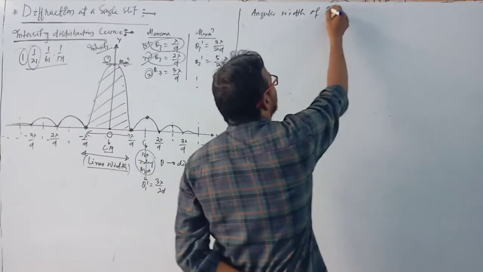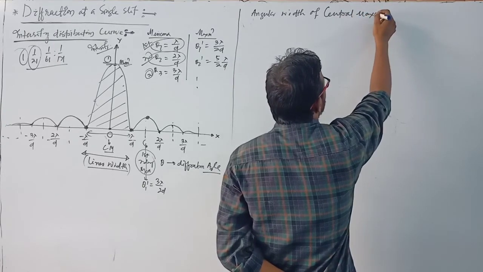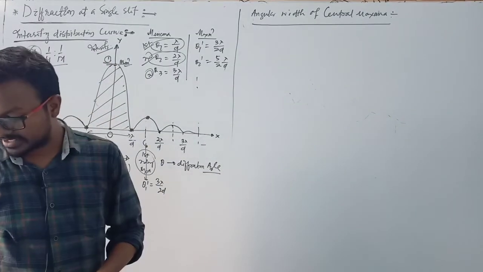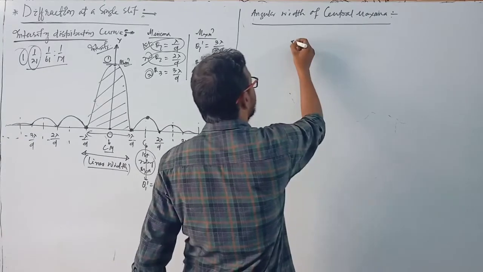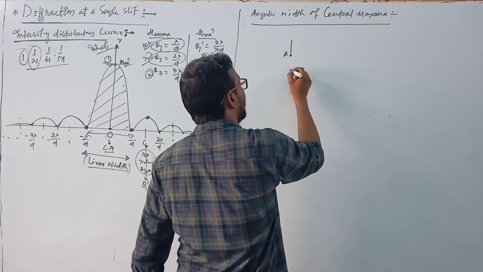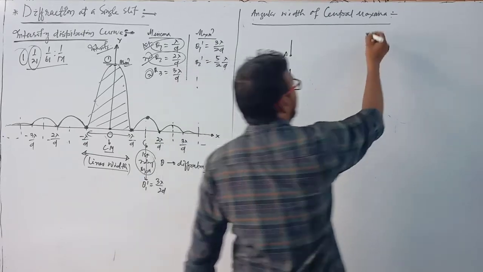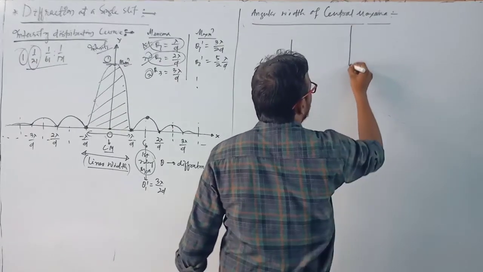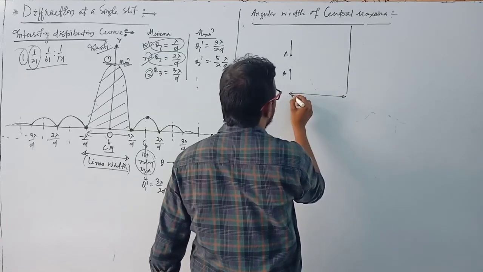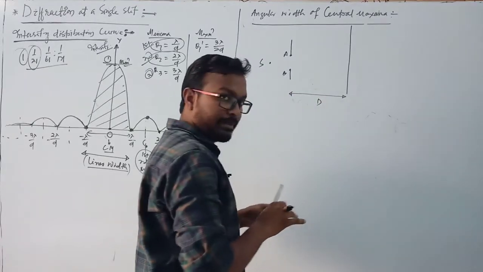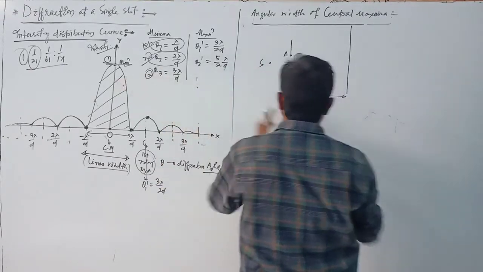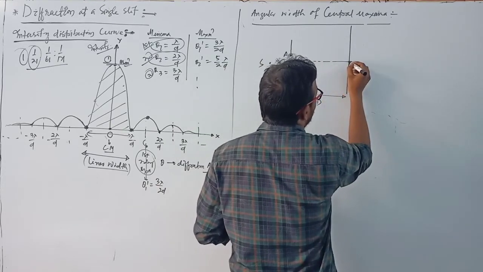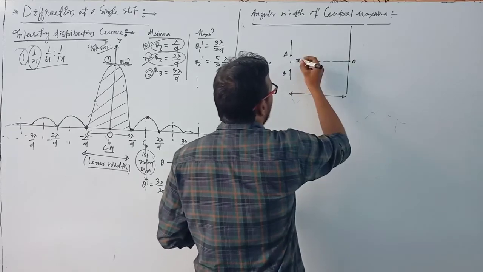Angular width of central maxima, and we have to draw a slit here. Here this slit, this point A, and this point B, here the source, and here the screen like this. Clear? This distance is D, the slit and screen are separated by a distance capital D, and in the previous diagram also this distance is D. Now this point is C, the common point, and this is the point O where we get the central maxima.